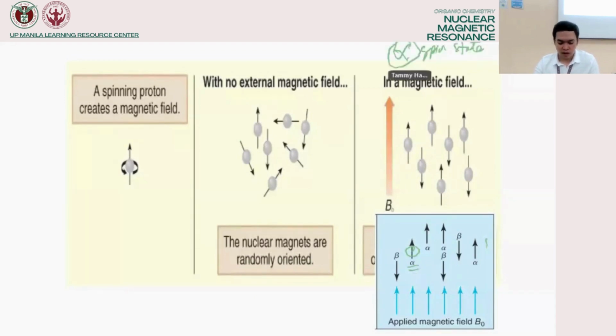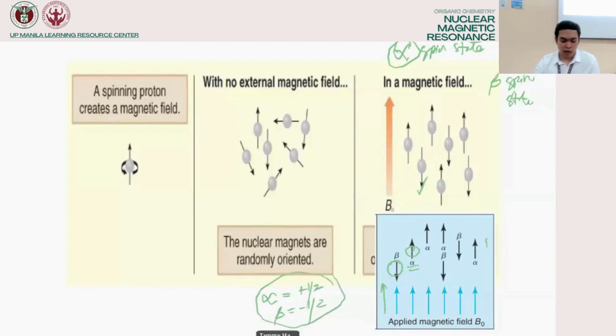Alpha is along. But if it's against, this is your against. If it's against the direction of the applied magnetic field, it's the beta spin. So alpha is positive 1/2. Beta is negative 1/2. Hence the importance of your quantum numbers.